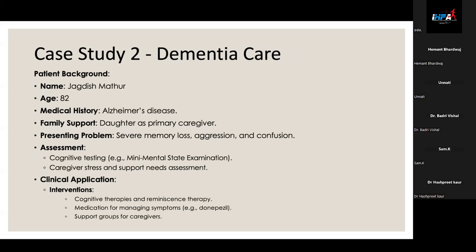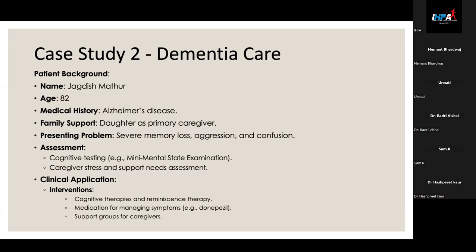Coming to the second case study, which was dementia care. One of the patients which we got was for dementia. His name was Jagdish Mathur, and his age was 82, and his medical history was Alzheimer's disease, and he had his daughter as a primary caregiver.